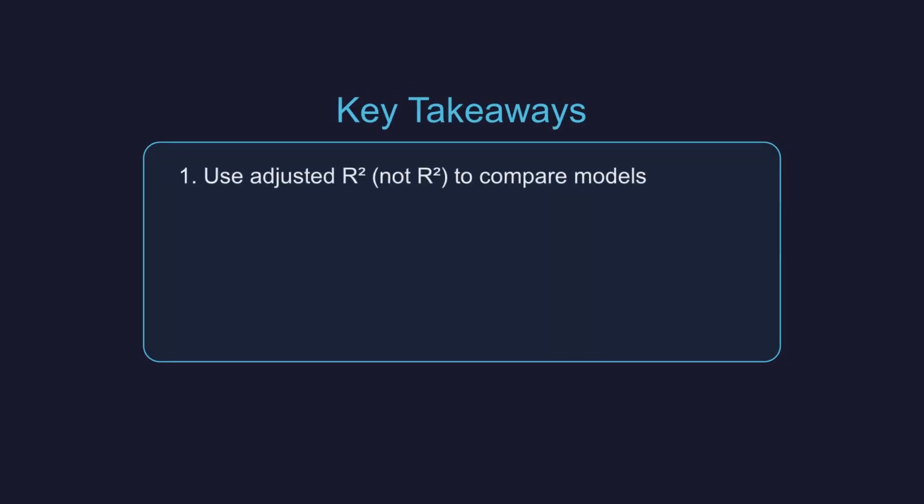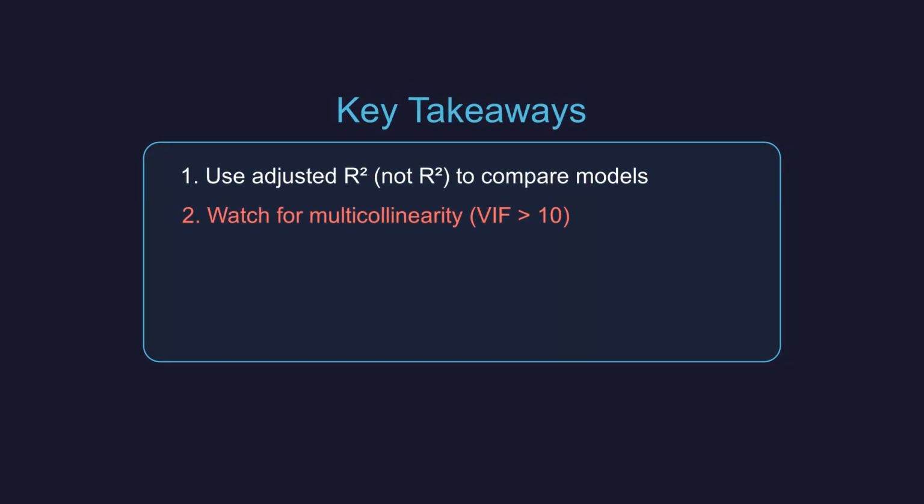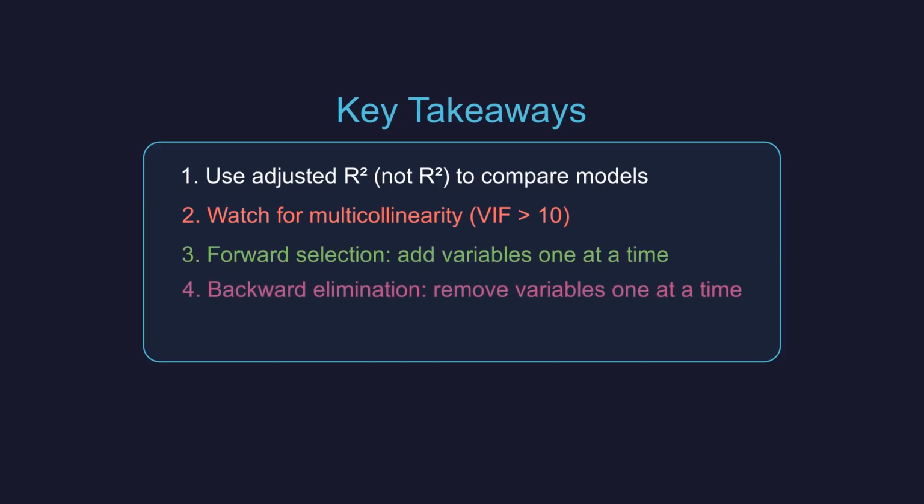To summarize model building, always use adjusted R-squared, not plain R-squared, to compare models. Check for multicollinearity with VIF. Use forward selection or backward elimination to find the best set of predictors. And test each coefficient individually to confirm it contributes significantly to the model.